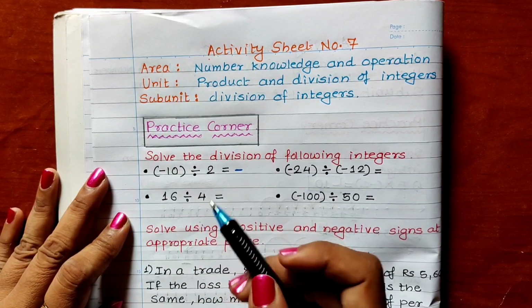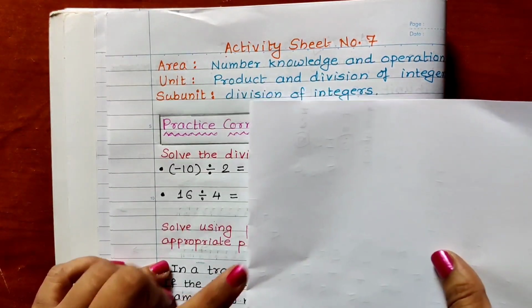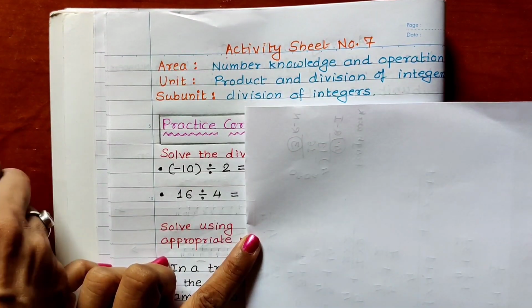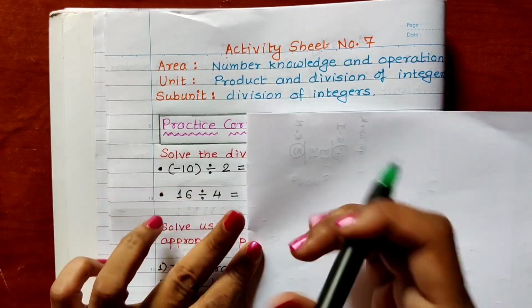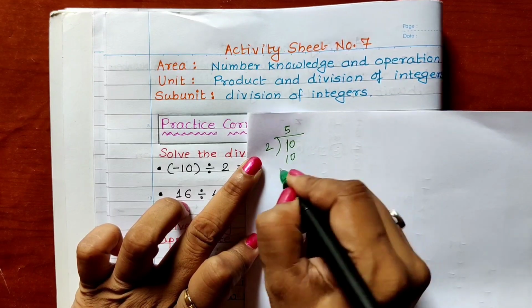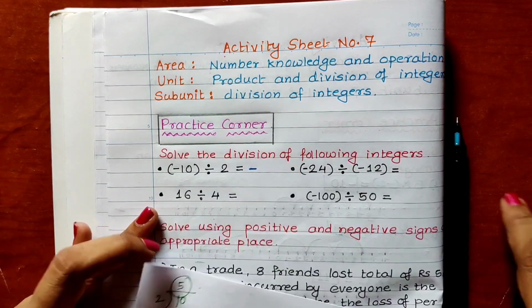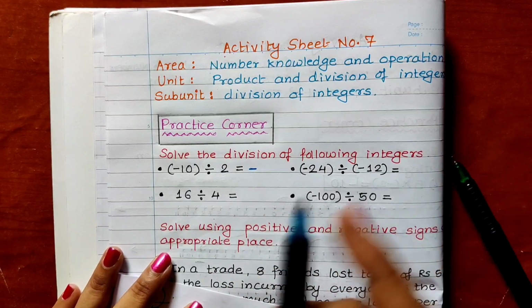You all know 2 5s are 10. So the answer is 5. You can do this orally, or otherwise take a separate page, and then if you want you can do the division like this. 10 divided by 2, 2 5s are 10, 0 0, answer is 5. In this way you can write the answer also, otherwise you can directly write the answer.